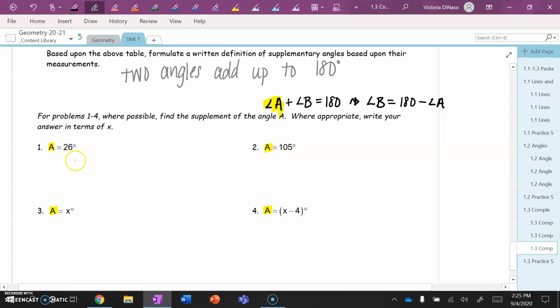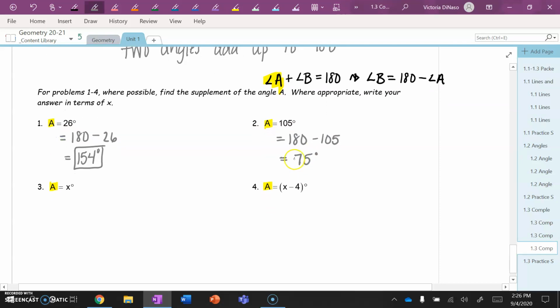Starting with number 1, we have 180 minus 26, which gives us 154 degrees. Then in number 2, we have 180 minus 105. That did not work for complementary angles, but it does work for supplementary angles, and we have 75 degrees. In number 3, the only thing that we can do is write down 180 minus x. I'm going to put parentheses around the whole thing along with a degree sign. That is the supplement of angle A.